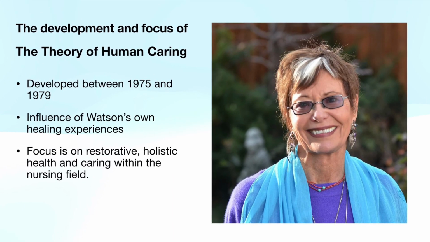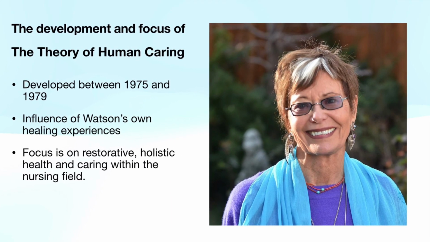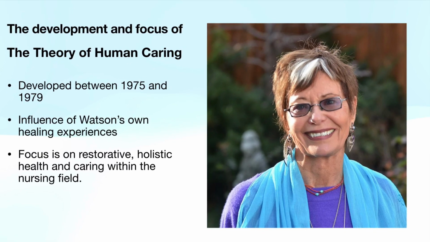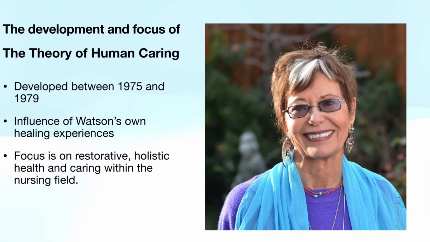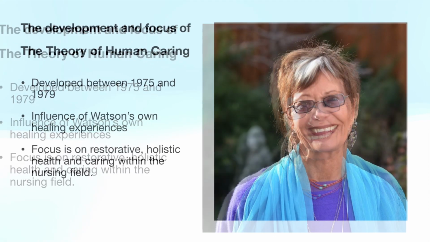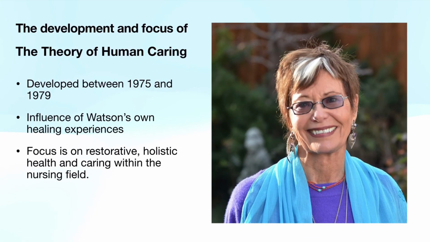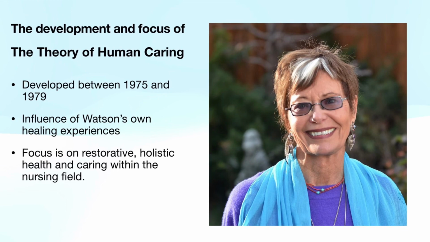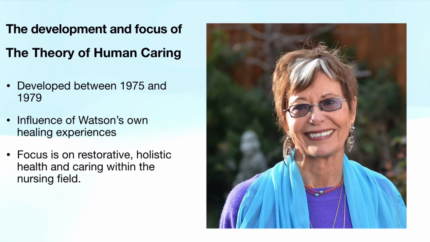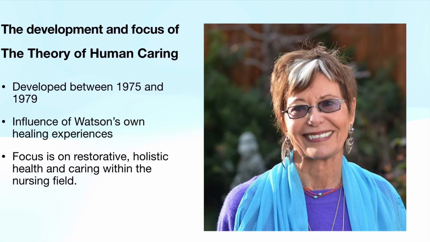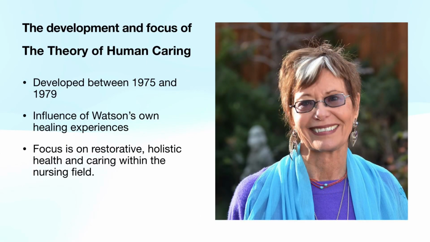I will discuss Dr. Jean Watson's theory of human caring. This is considered a middle-range theory, which means it describes the correlation between two or more concepts and how they affect outcomes. Watson's theory was developed between the years of 1975 and 1979 while serving as faculty and an administrator at the University of Colorado.